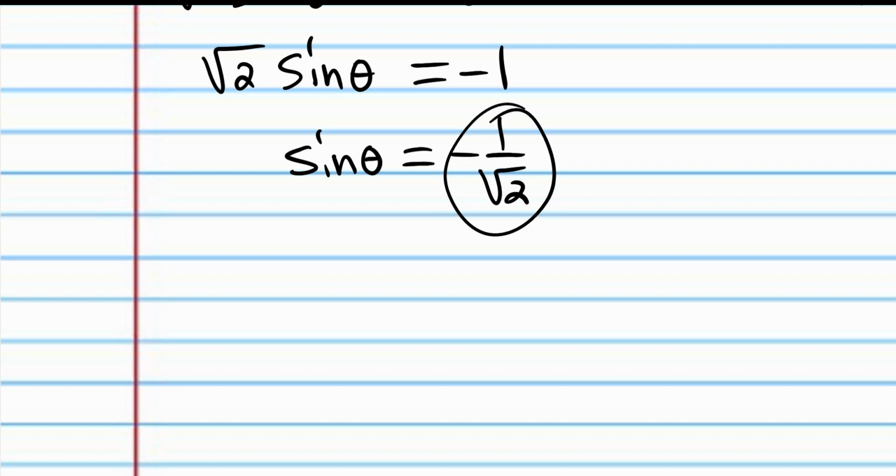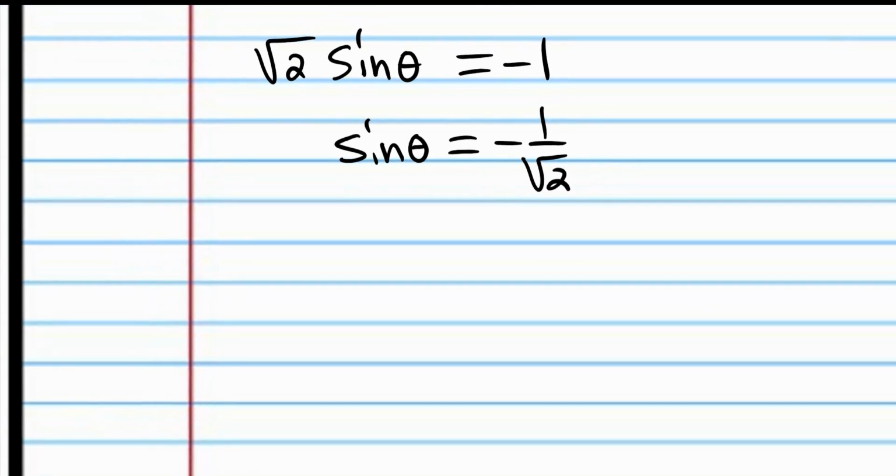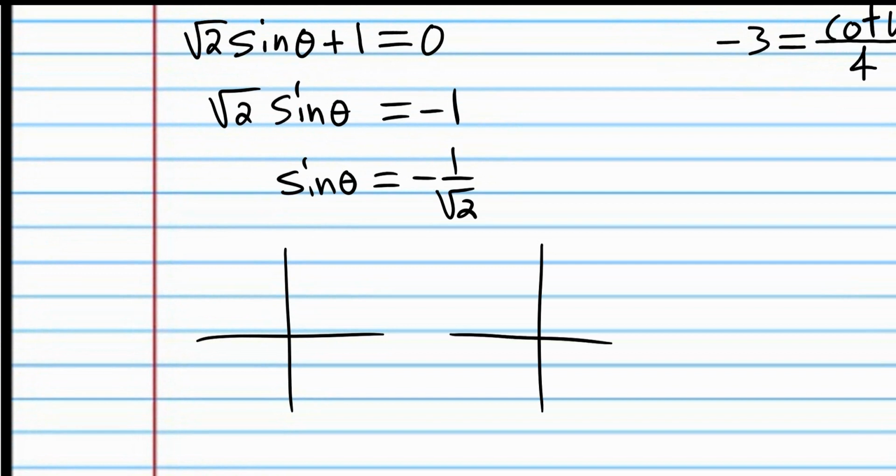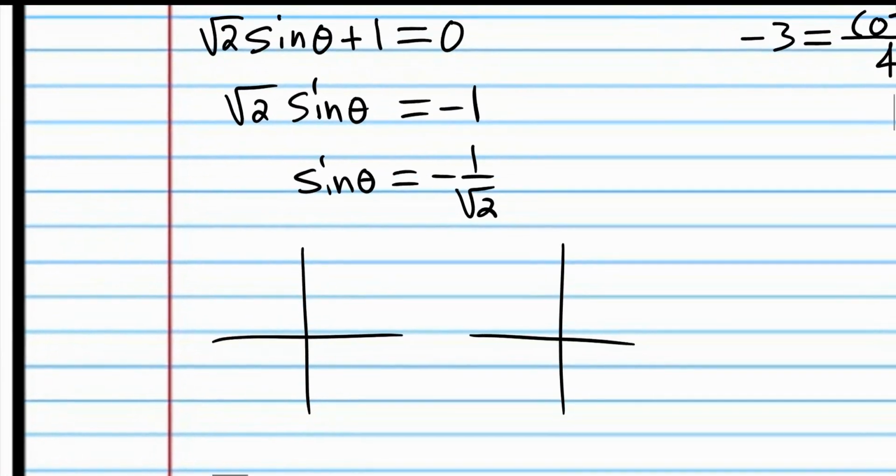And now you can see that this is a very familiar ratio. You might recognize that as x over x root 2. That's a 45, 45, 90 triangle. And the ratio is negative 1 over root 2. Now sine is defined to be the opposite side of the reference angle divided by the hypotenuse. So that means that the opposite side has to be negative because the hypotenuse is always positive.